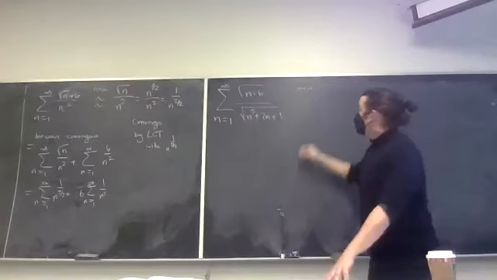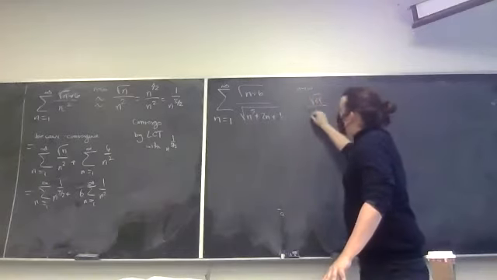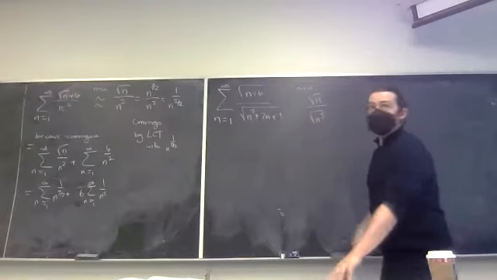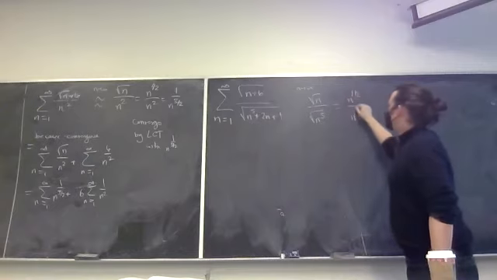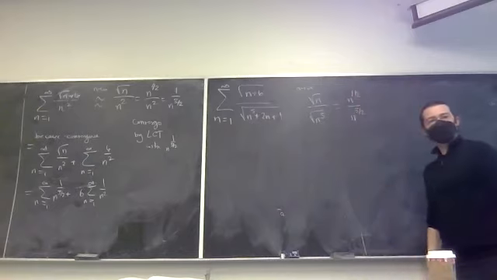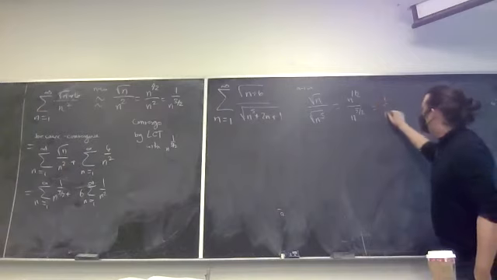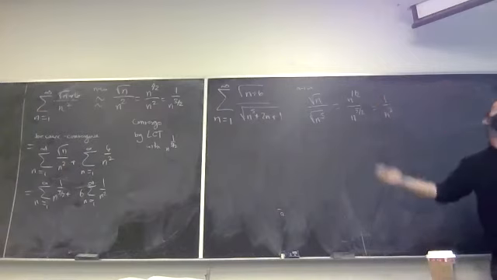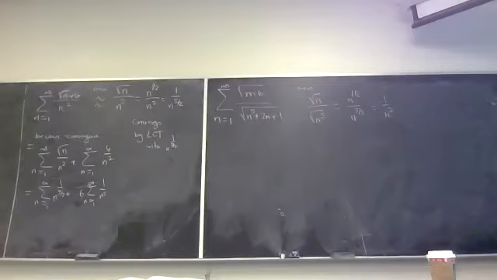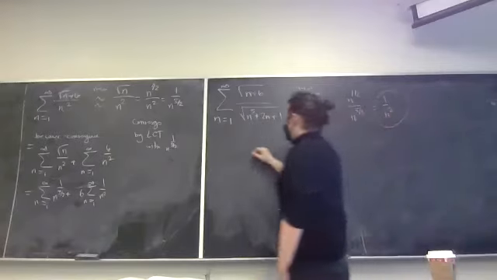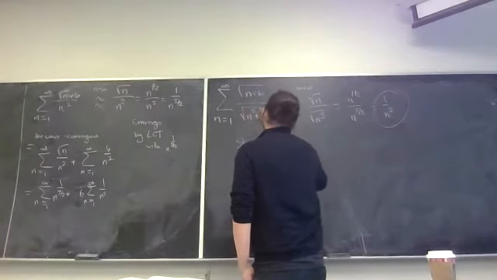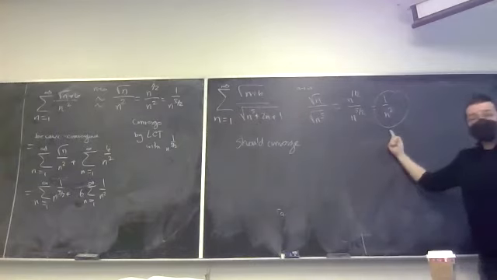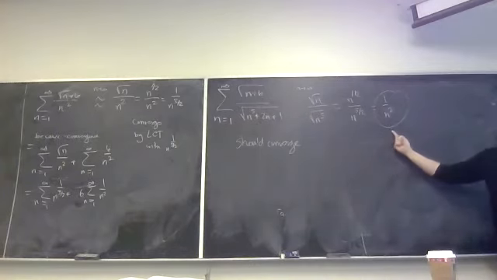What happens when n gets big? Well, the top of this starts to look like root n, and the bottom starts to look like root n to the fifth. And then you just have to remember how that works. So this thing basically looks like 1 over n squared. 5 halves minus 1 half is 4 halves, which is 2. So this should converge.